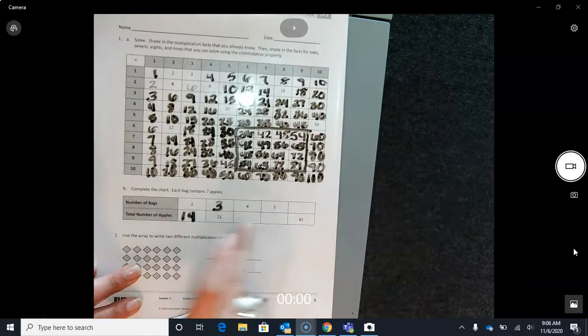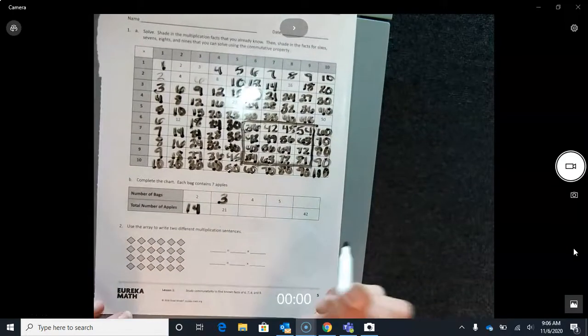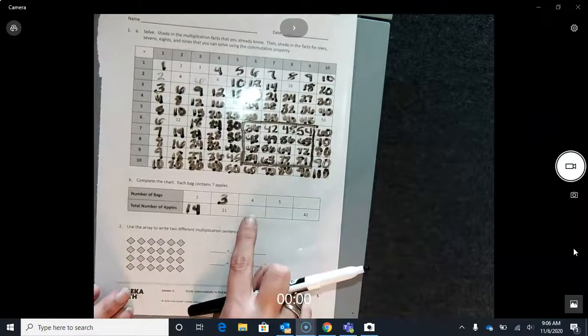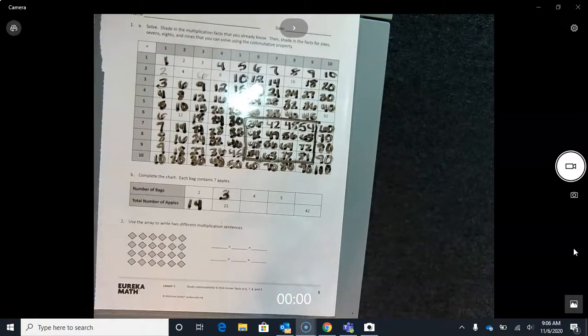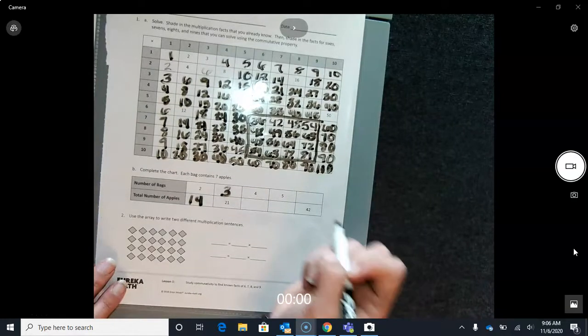And if you need a separate sheet of paper for more room, you can definitely get one. All right, now I want you to try the last part of the chart on your own and then press play when you are ready to check it. All right, let's check it together.